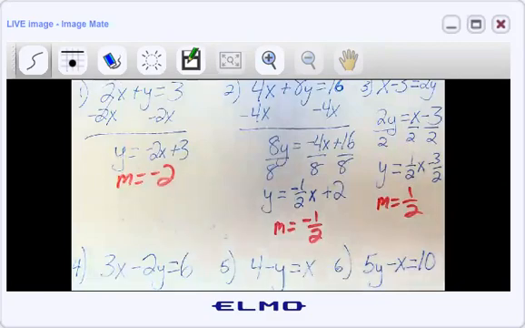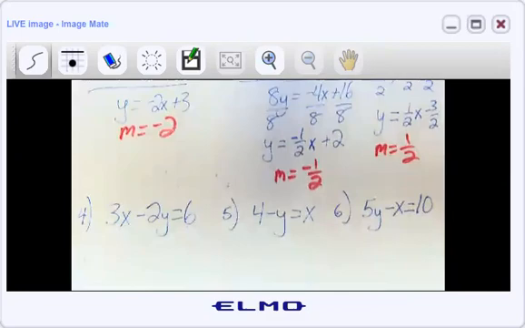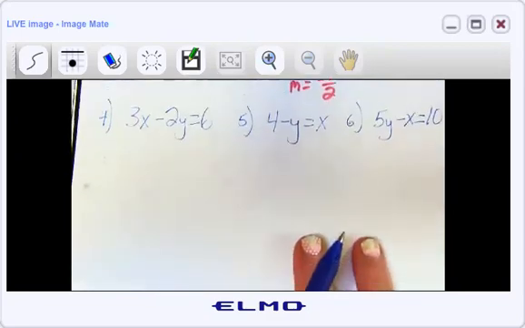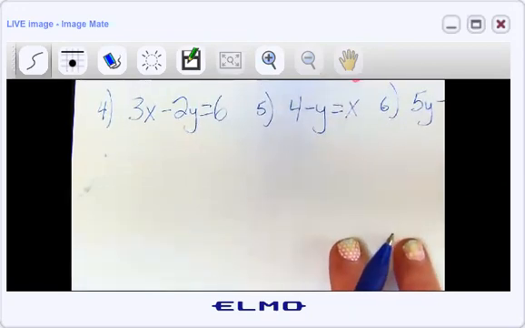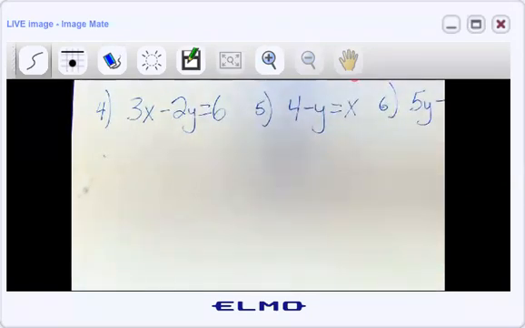Okay, so let's see if we can work our way through number 4. So I'm going to zoom in a little bit here. Okay, so who can tell me what my first step is in number 4? Where do I even start? Just call it out.